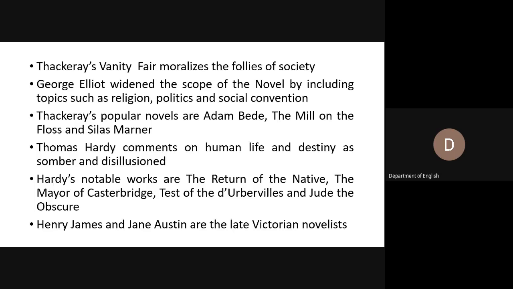Then comes the name of another famous novelist, almost on the line of Charles Dickens, that is Thomas Hardy, who comments on human life and destiny as somber and disillusioned. Hardy's notable works are The Return of the Native, The Mayor of Casterbridge, Tess of the D'Urbervilles, and Jude the Obscure. Henry James and Jane Austen are the late Victorian novelists.